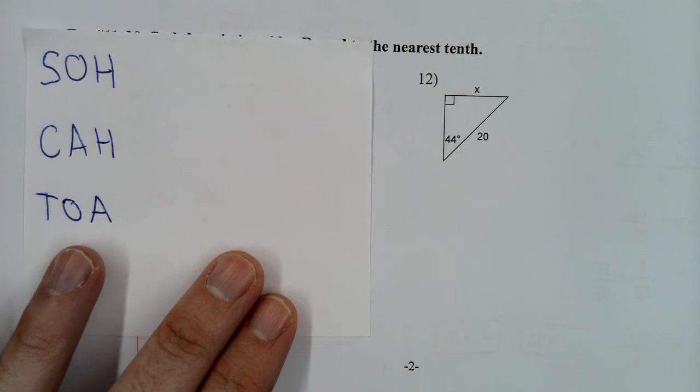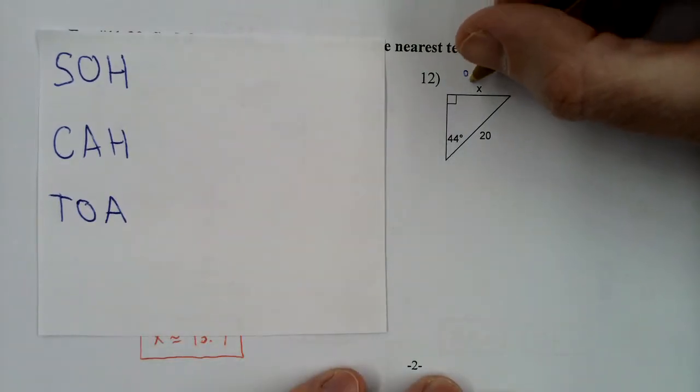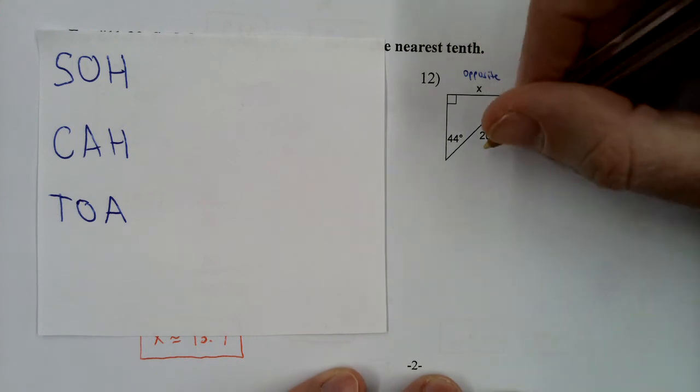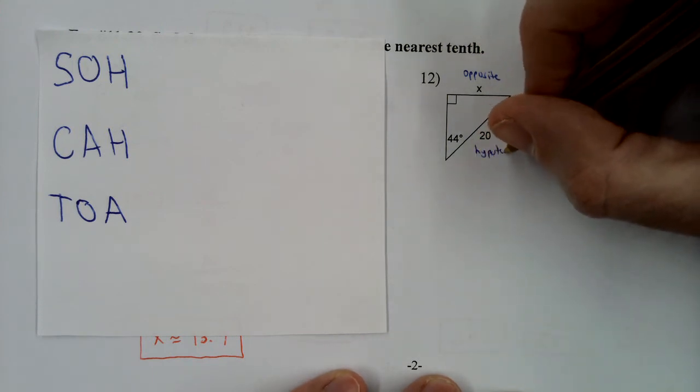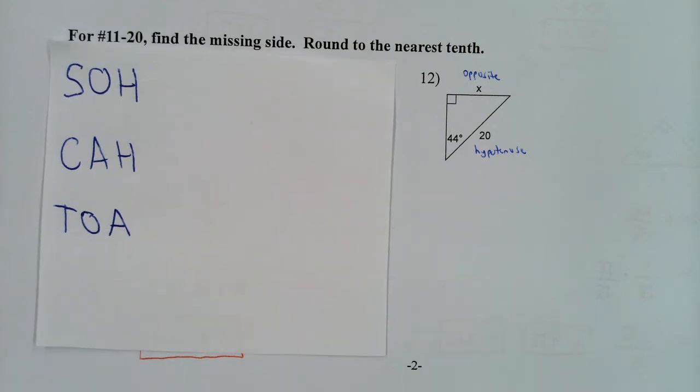Number 12, looking at the 44-degree angle. This will be opposite. This will be hypotenuse. So which trig function is that? Sine, cosine, or tangent? The top one, see, opposite hypotenuse. So sine of 44 degrees equals x over 20.